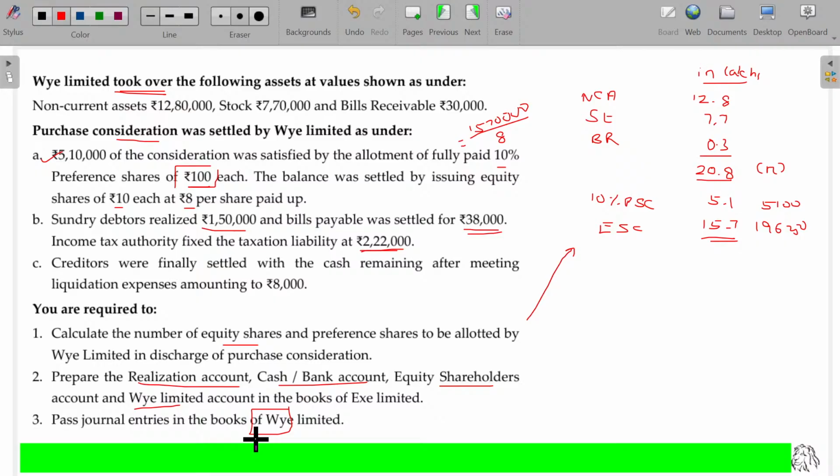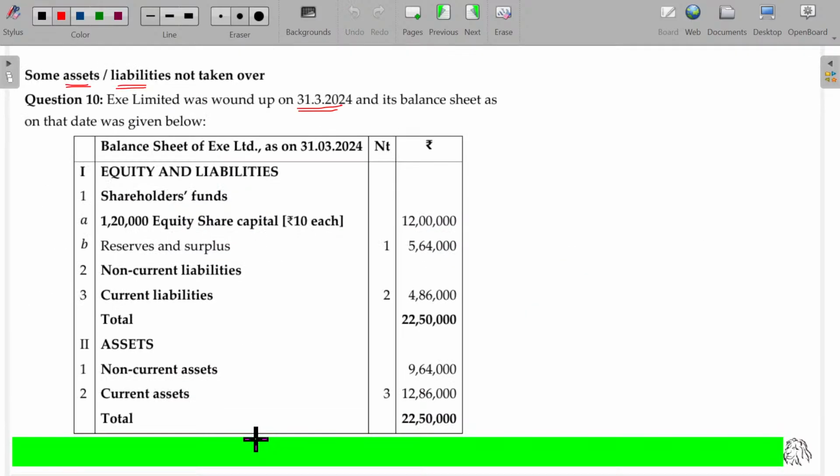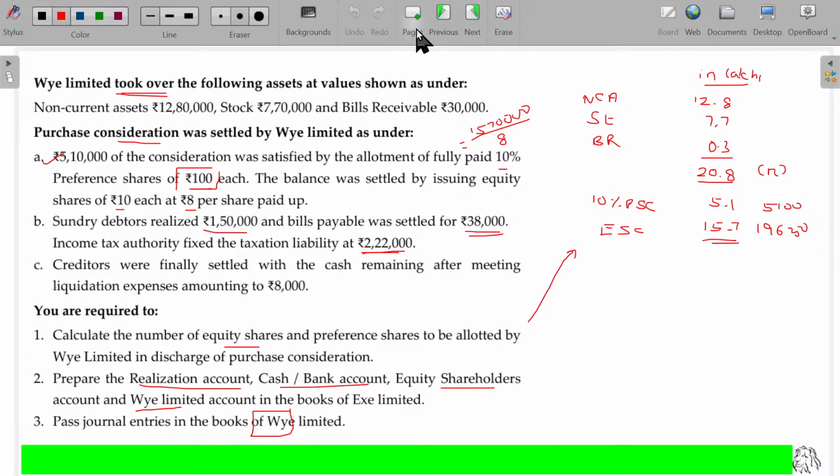Is that okay? So as usual, you have to close the books of accounts here by preparing realization account and purchase consideration, purchasing company Y account, and then what are the shares there? We have the equity share capital, so equity shareholders funds account, and cash. Because some of the assets and liabilities are not taken over, those things are settled outside the agreement between these two. Any amount realized could be used for settling the dues. Right. Let's start now.